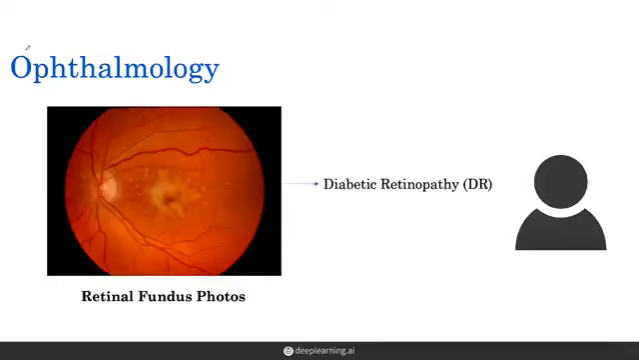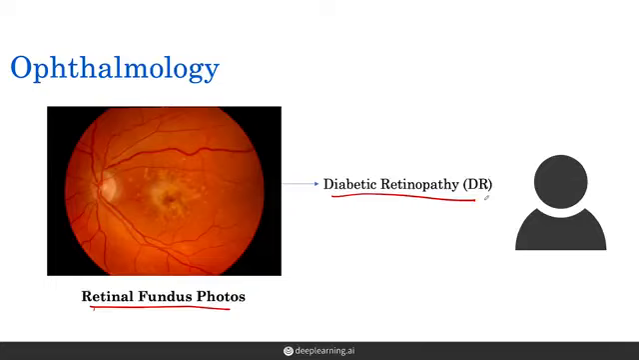Our second example is in ophthalmology, which deals with the diagnosis and treatment of eye disorders. One well-known study in 2016 looked at retinal fundus images, which photographed the back of the eye. One disease or pathology to look at here is diabetic retinopathy, which is damage to the retina caused by diabetes and is a major cause of blindness.